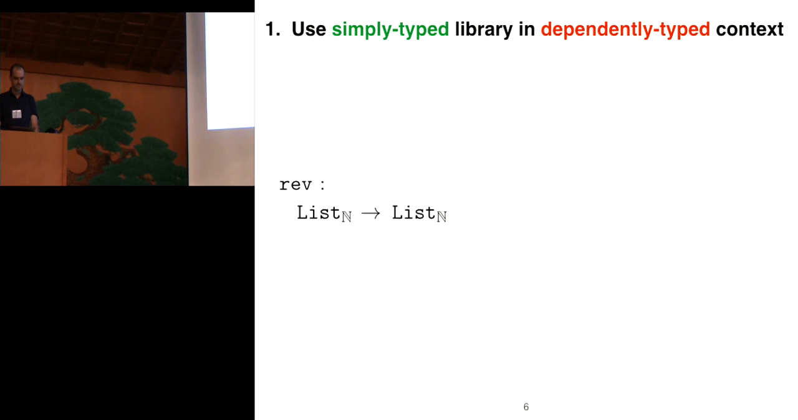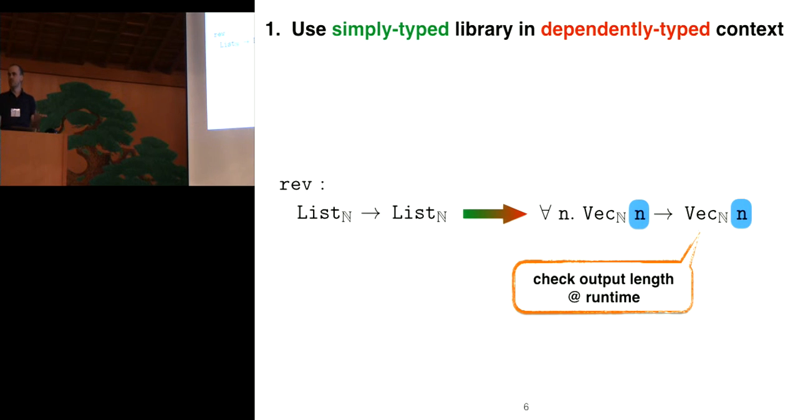For the first case, for instance, you may have your typical function that claims to reverse a list with a list-to-list type. And you have at hand an indexed vector, then you may want to say, OK, to be able to use this reverse function, I need to lift it to this forall-n vector-n to vector-n type. And as you see, there's a stronger guarantee in this type that the output is of the same size as the input. And this, therefore, would have to be checked at runtime because the first function may actually be wrong in that respect.